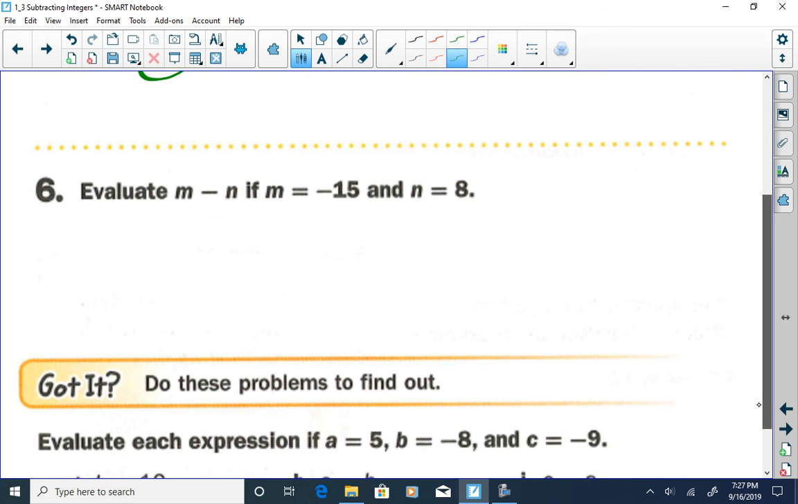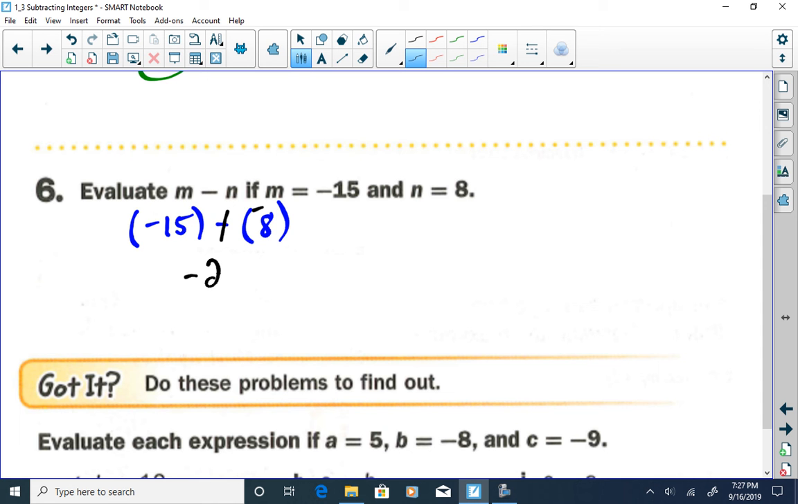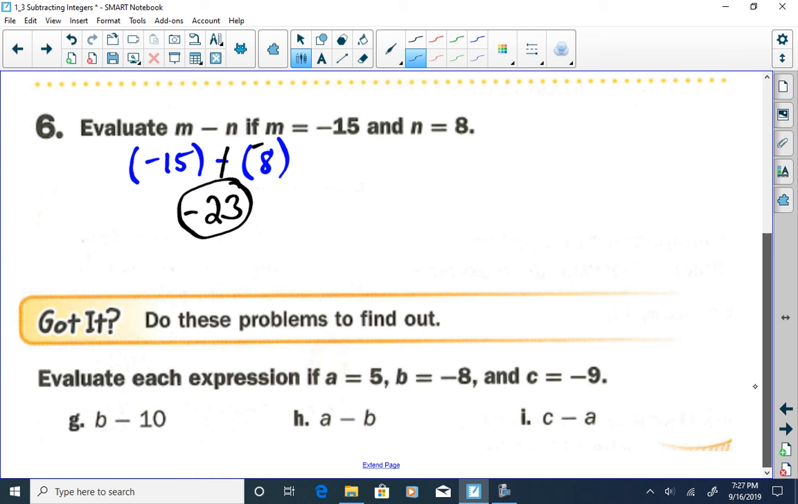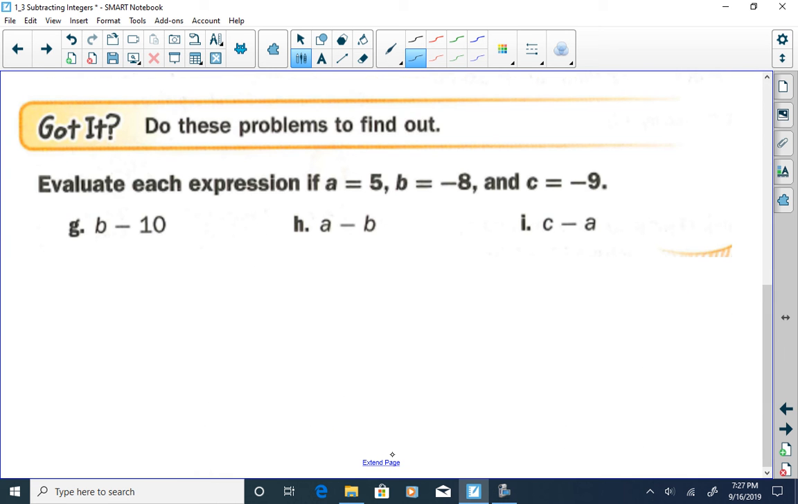All right. Problem 6, m minus n, if m is negative 15 and n is 8. I'm going to replace m with negative 15. Then that's going to be minus 8. I use the additive inverse, so now I have negative 15 and negative 8. That's going to be negative 23. Right? A few more examples down here.